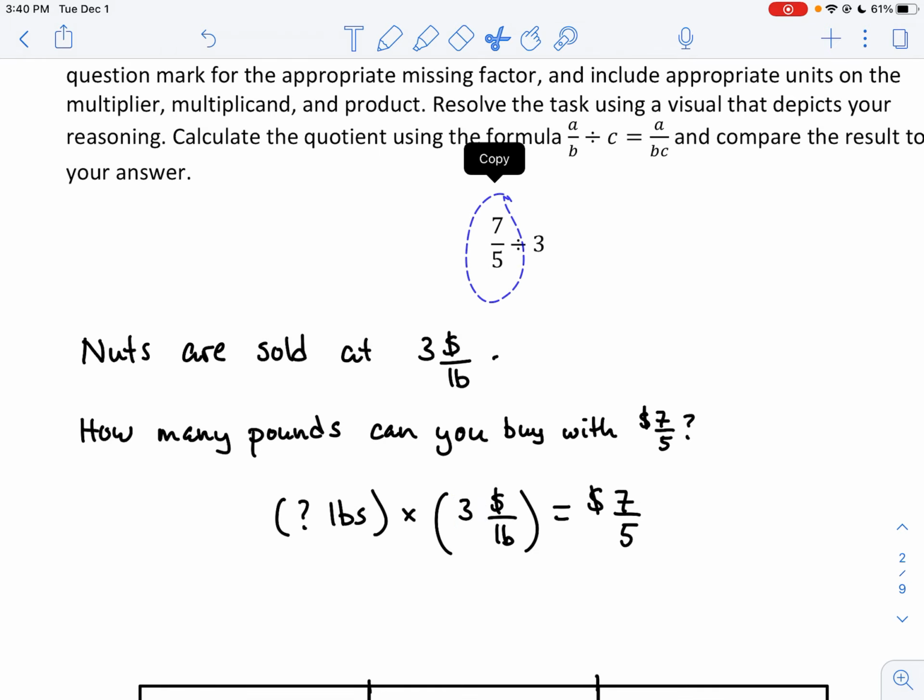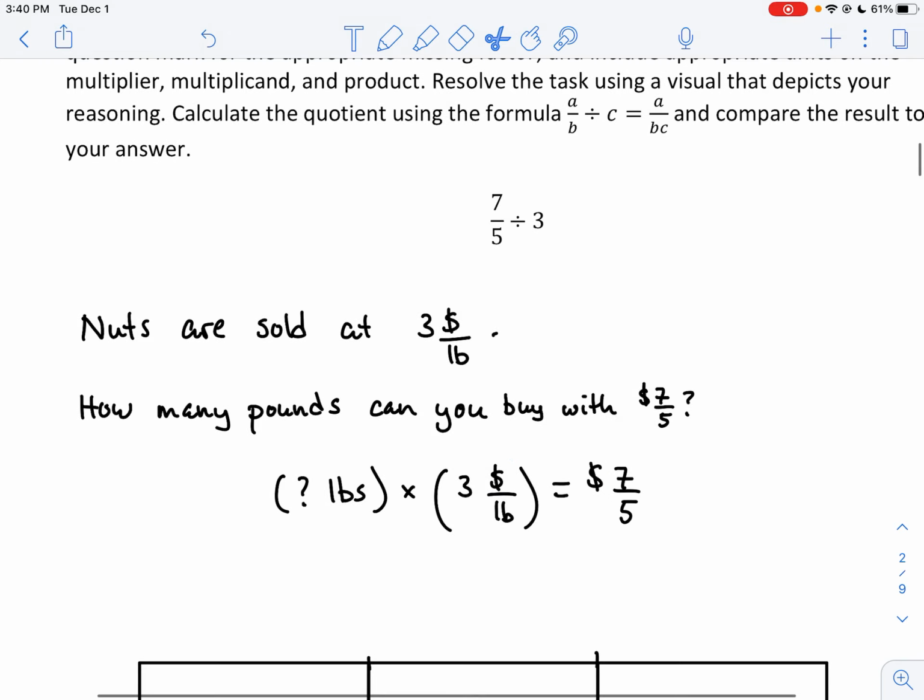The divisor here is going to be the known multiplicand, and the 7/5, which is the dividend, will be the product. Again, you can pick any units you want right here. But once you pick those units, the dollars per pound is what I picked, then this denominator unit will correspond to the unit of the multiplier, and this numerator unit, the dollars, will correspond to the unit of the product.